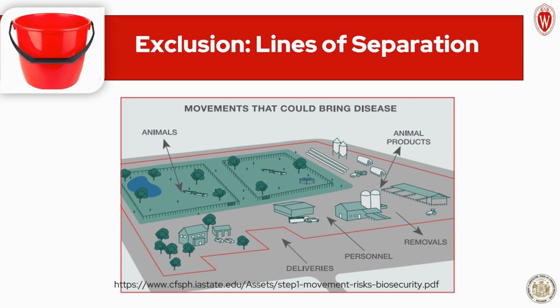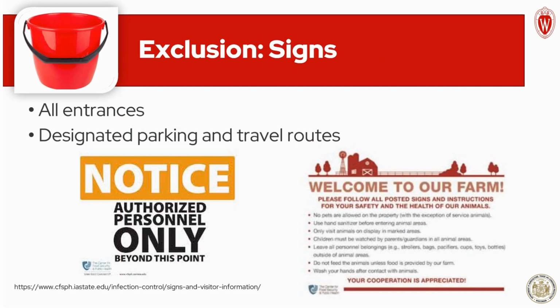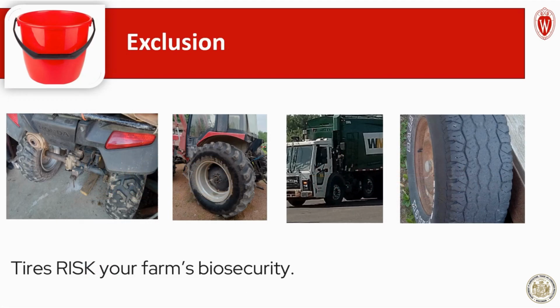Signs should clearly designate all entrances and list the expectations you have. Use signs to designate parking areas and set up boot wash stations or provide boot coverings for visitors to wear. Microorganisms will hitch a ride on tires. We can exclude entry on the farm by controlling what drives onto a farm.